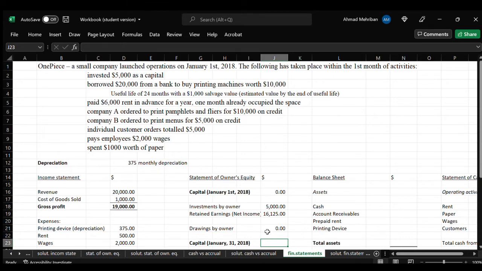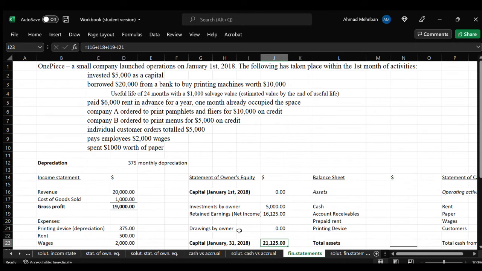The only thing left is to calculate the total capital by the end of the first month, January 31. It's very simple. So 0 plus 5,000, plus the net income or retained earnings. Here you would say minus drawings, because drawings reduce your equity or capital, but there is zero anyway, so it doesn't matter. But still, just for accuracy, let's put it in.